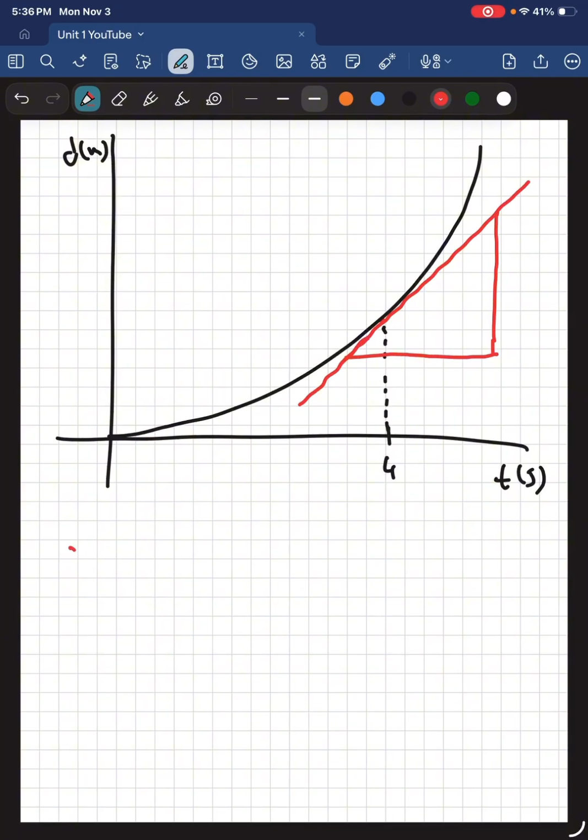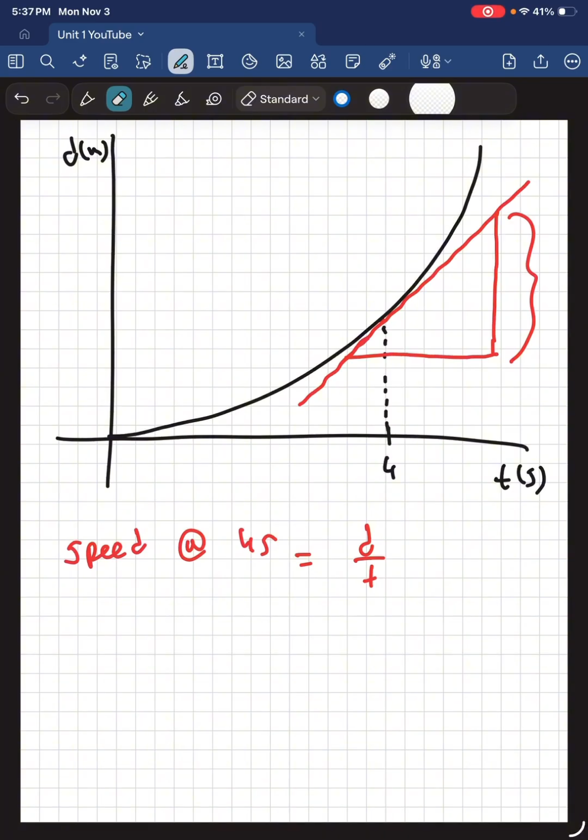Okay, so let me write it here. So the speed at 4 seconds is equal to d over t. So this is the d. Actually, let's call it delta d to avoid confusion, okay? Because it's a change. It represents a change in distance. Delta d over delta t. Delta d, delta t. Okay. So that's how you find the speed at that particular second.